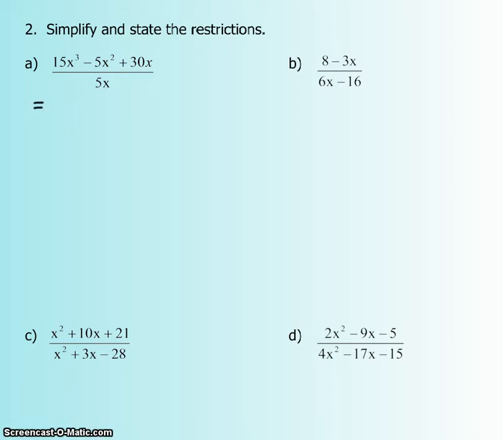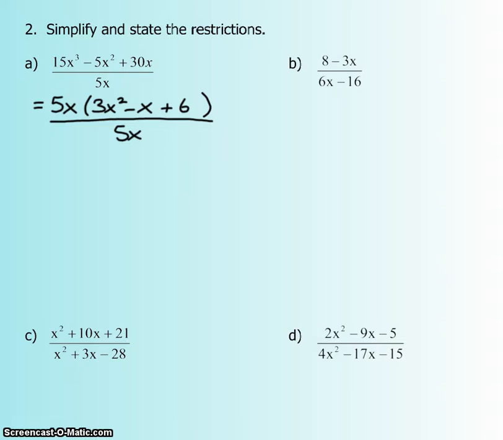It looks like there's a greatest common factor that can come out of all three terms in the numerator. Each of them can give up a 5 and 1x. Now what's left when I take a 5x out of each of the terms is a 3x squared, a -x, and a +6.